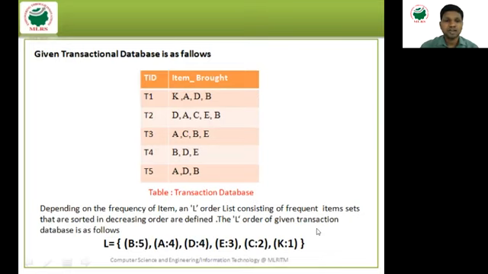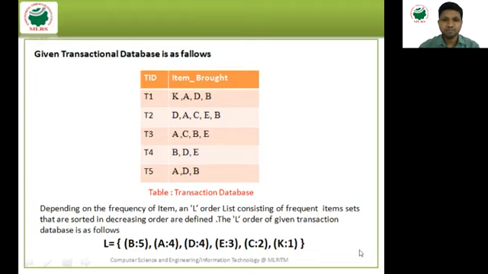Now I have arranged them sorted in descending order, or decreasing order: L, B5, A4, D4, E3, C2, K1. This is the L order list we are going to build first using the transactional database.